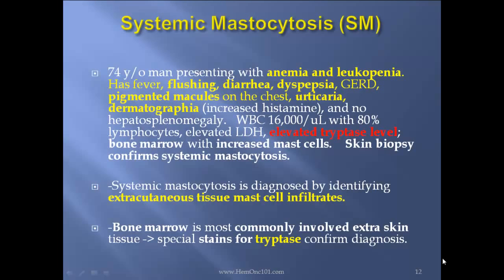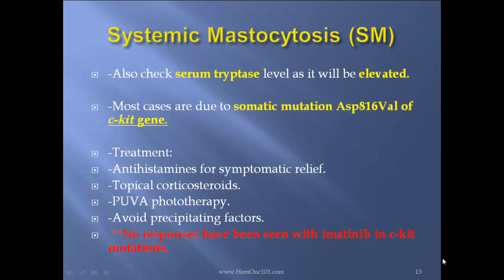Systemic mastocytosis is diagnosed by identifying extracutaneous tissue mast cell infiltrates. Bone marrow is the most commonly involved extra-skin tissue. Special stains for tryptase confirm the diagnosis. Also check serum tryptase levels as they will be elevated. Most cases are due to somatic mutation of the aspartate 816 variant of the c-KIT gene mutation. Very important to know. Treatment: antihistamines for symptomatic relief, topical steroids, phototherapy, avoid precipitating factors, and very important, no responses have been seen with imatinib and c-KIT mutations.